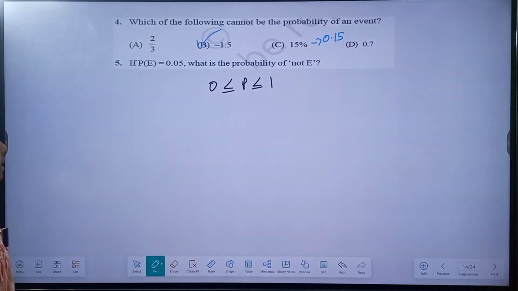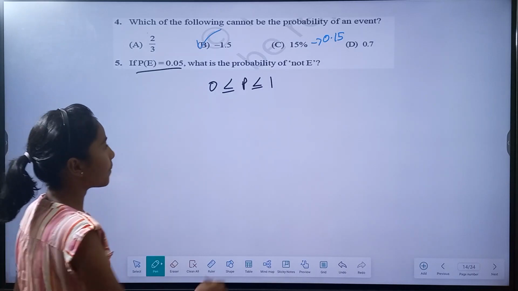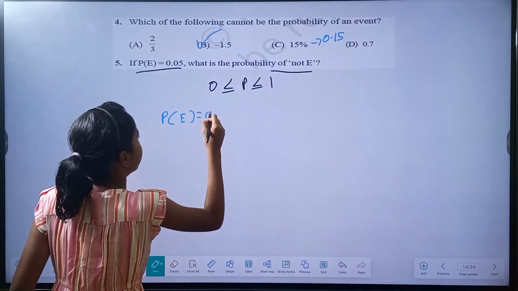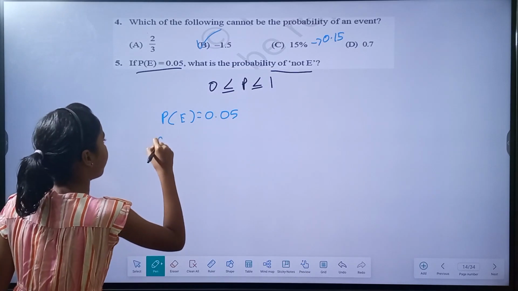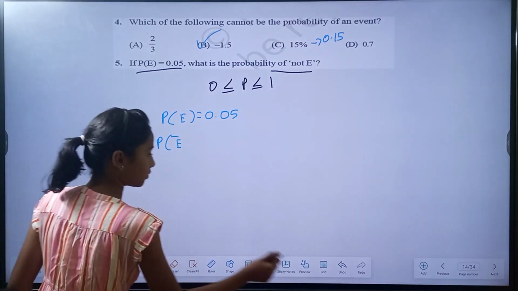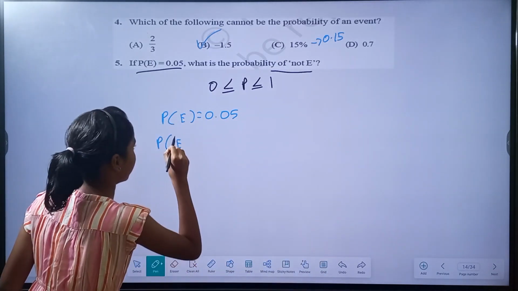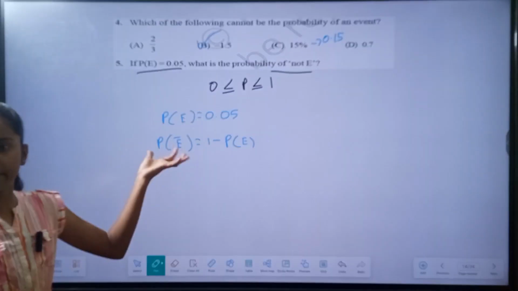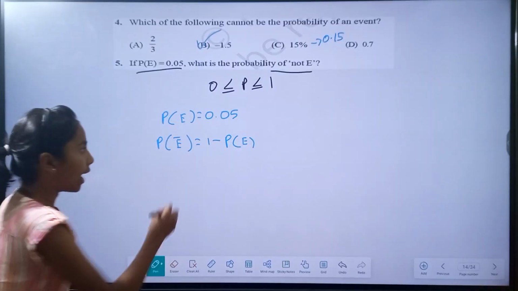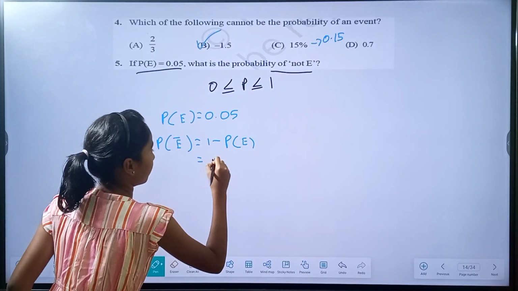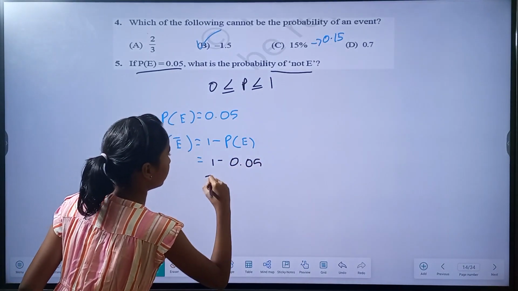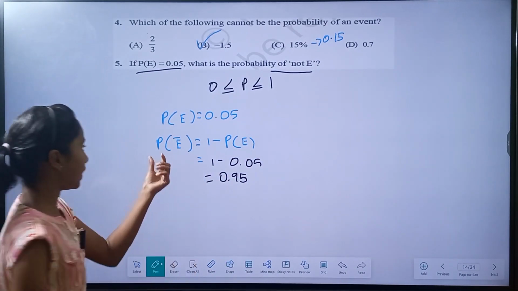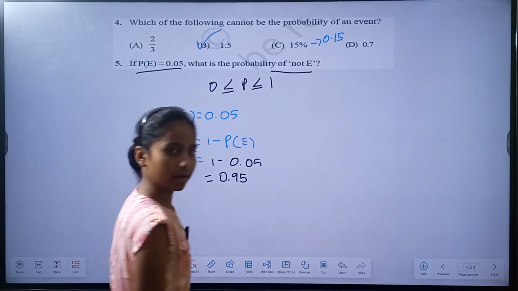Okay. If P of E equal to 0.05, what is the probability of not E? They have given P of E equal to 0.05, and we have P of not E. P of not E equal to 1 minus P of E, because these two are the only possible events. So 1 minus P of E, and we have P of E equal to 0.05. So 1 minus 0.05, which is equal to 0.95. So P of not E equal to 0.95.